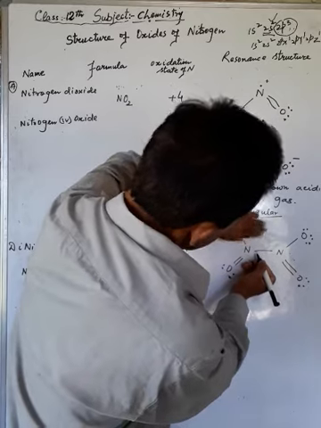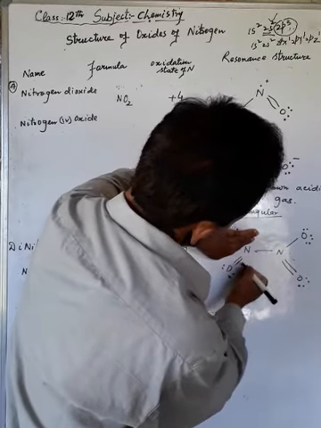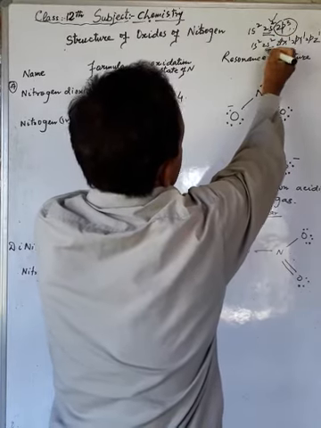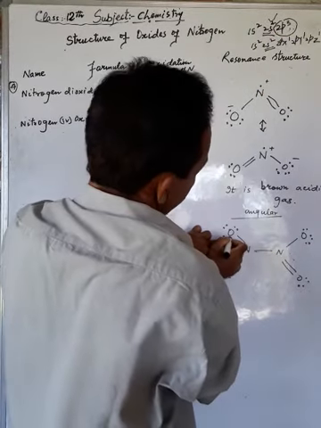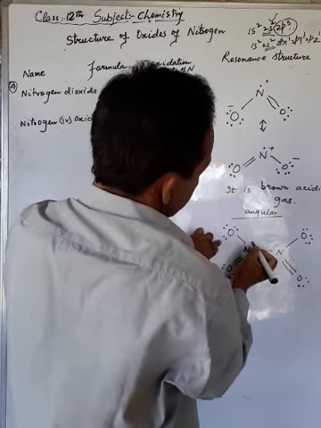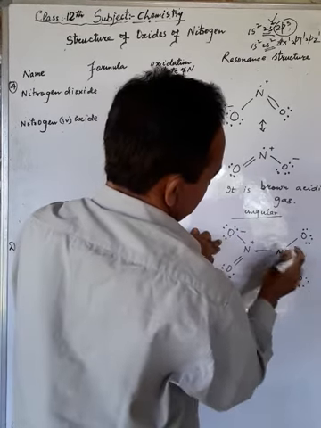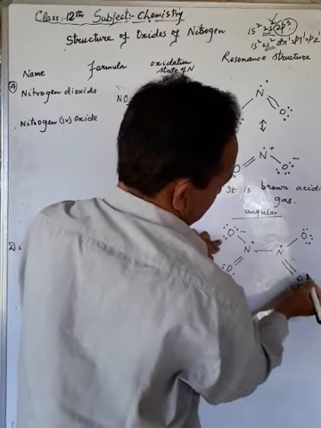एक बॉन्ड, 3 कोवेलेंट बॉन्ड, एक इसके साथ, 2 इसके साथ। और लोन पेयर ऑफ द इलेक्ट्रॉन जो है, इसका वो शेयर करता है इस ऑक्सीजन के साथ। So it develops positive charge and it develops negative charge. Similarly the structure like this.